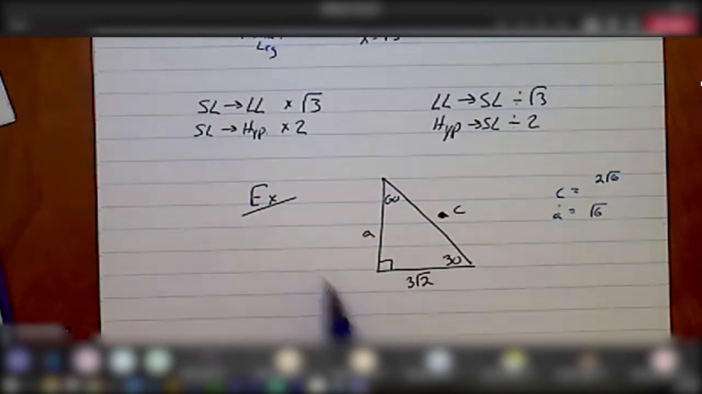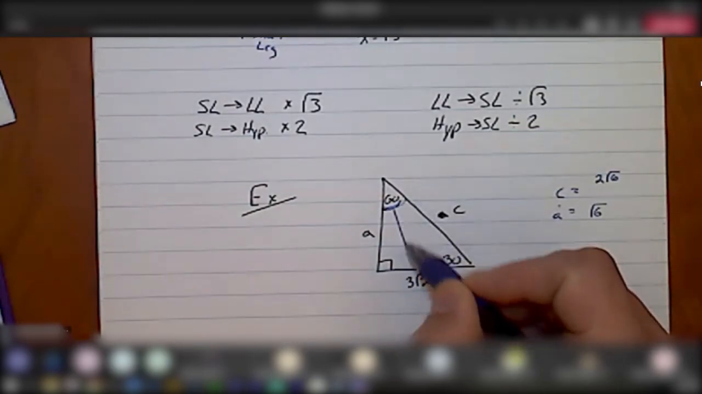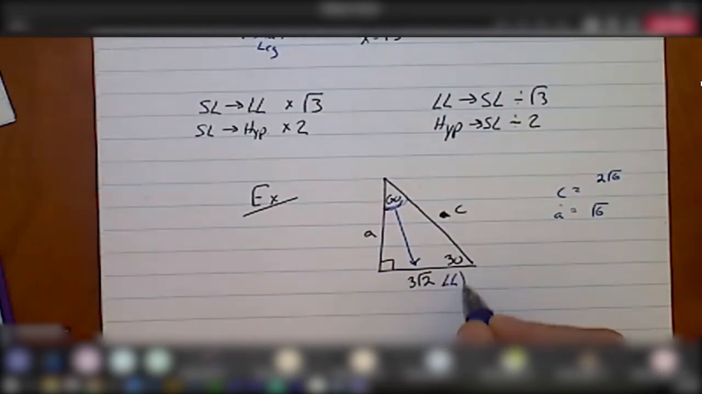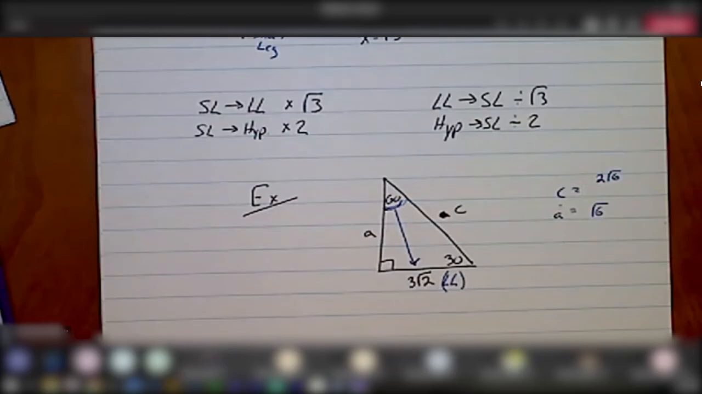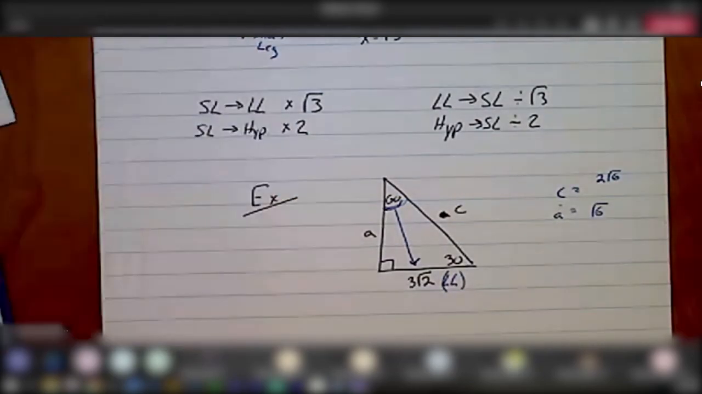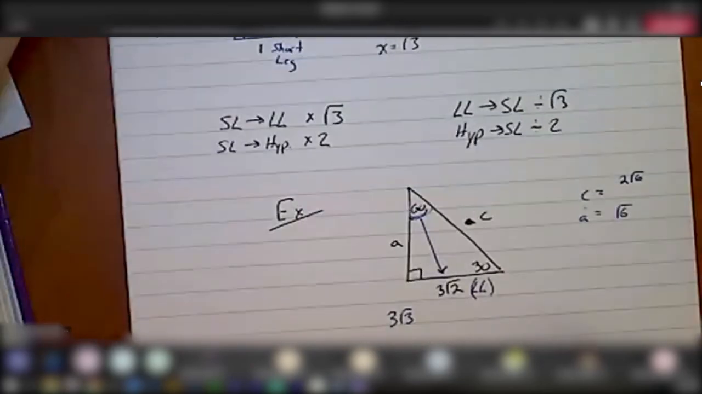So I'm trying to solve this whole triangle. First thing I need to do is understand we were given the side across from the 60-degree angle. So we were given the long leg. I know that I want to find the short leg first, okay? The short leg will make life easy because the short leg is 1. So to go from the long leg, 3 square root of 2, to the short leg, again, we've got the notes above it here.